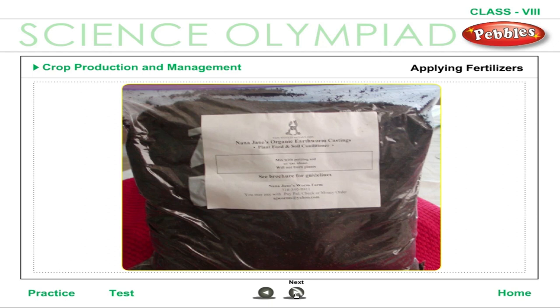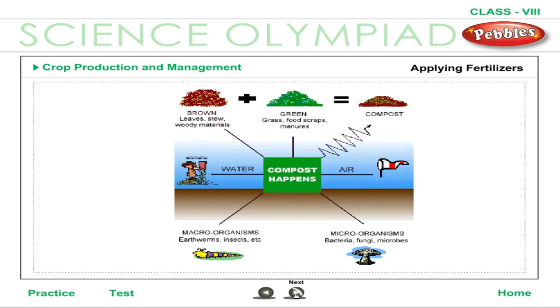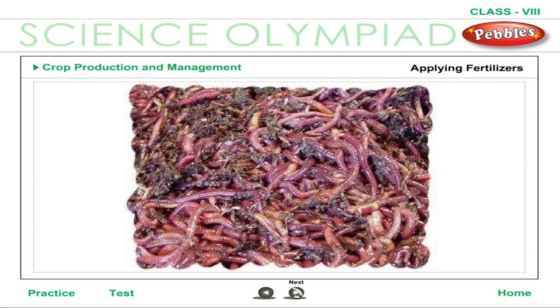Applying fertilizers. Fertilizers are natural or chemical substances which contain one or more nutrients essential for plant growth. Natural fertilizers. An example of natural fertilizer is manure. Manure refers to the solid or liquid organic matter derived from animal waste and plant residues. Bone meal, a mixture of crushed and coarsely ground bones, neem bark, and compost are some commonly used natural fertilizers.